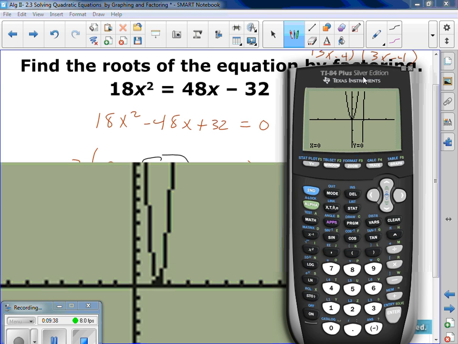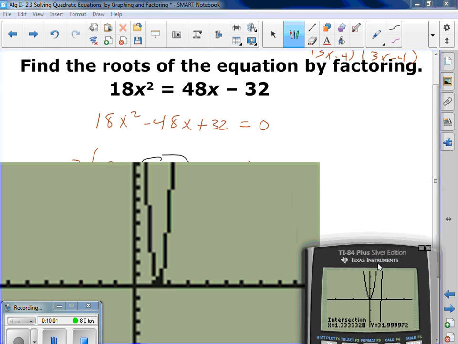The line is going to intersect up here. I'm just going to do second trace. I want to find out where the 2 intersect. 5. First curve, enter. The second curve, enter. Guess, enter. They intersect at 1.33333, which is 4/3. These are ways you can use your calculator to check your work.